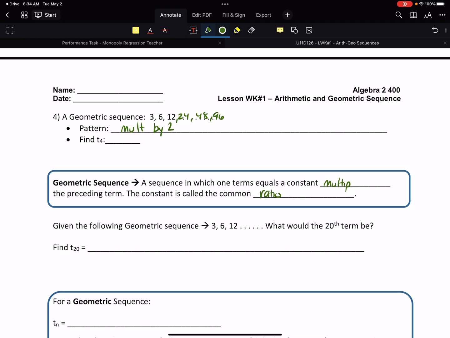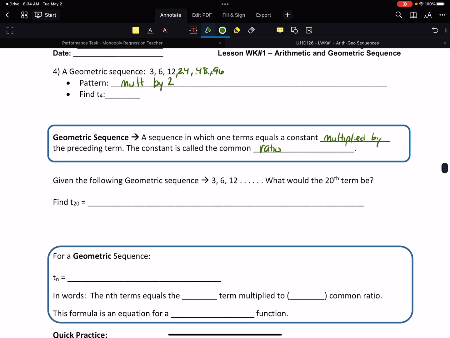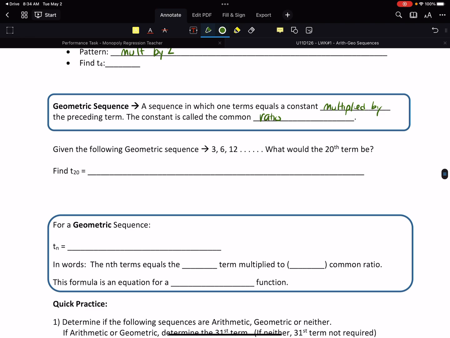Multiplied by the preceding term. And we got a formula. Our formula here is T1 times R to the n minus 1. So T1 is still that first term, R is that common ratio, and n is the spot that we're looking at. So 3 times, R here is times 2, times 2, times 2. All right, so R is our 2.